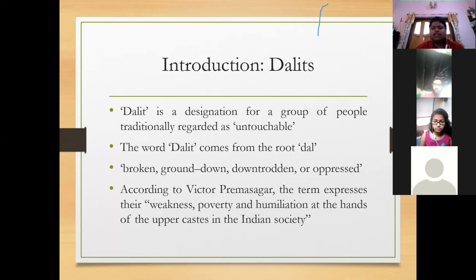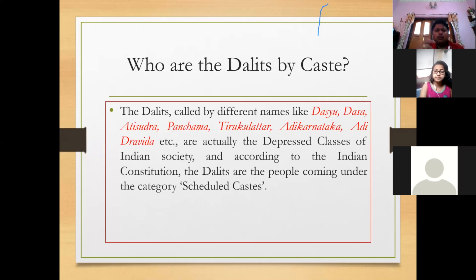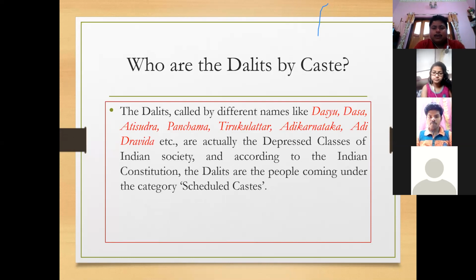And according to Vidyasagar, the term expresses these people's weakness, poverty, and humiliation at the hands of the upper castes in Indian society. So now, who are the Dalits by caste? The Dalits, called by different names like Deshu, Dasha, Utishudro, Panchama, Tirukalatar, Adi Karnataka, Adi Dravida, are actually the biggest classes of Indian society. And according to the Indian constitution, the Dalits are the people coming under the category called scheduled castes.